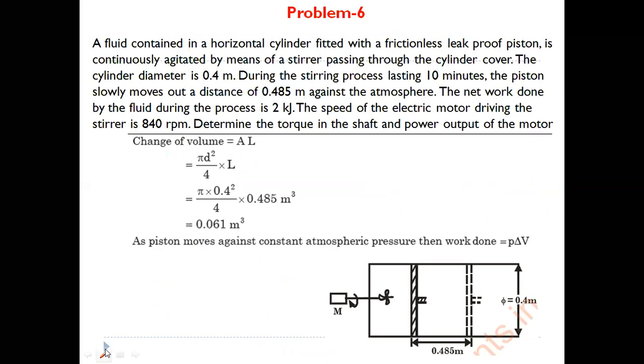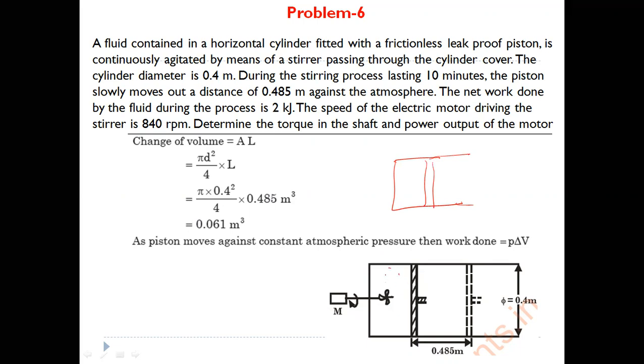a fluid contained in a horizontal cylinder fitted with a frictionless leak-proof piston is continuously agitated by means of a stirrer passing through the cylinder cover. That means a fluid is contained in a horizontal cylinder. So we have to consider one horizontal cylinder here. So this is the horizontal cylinder and this is the piston.